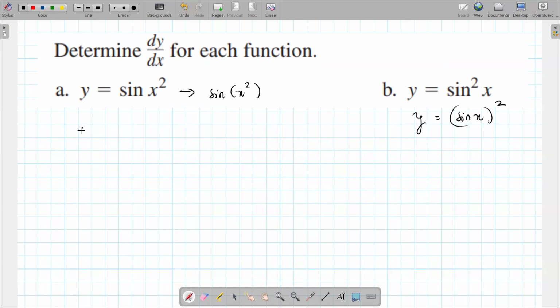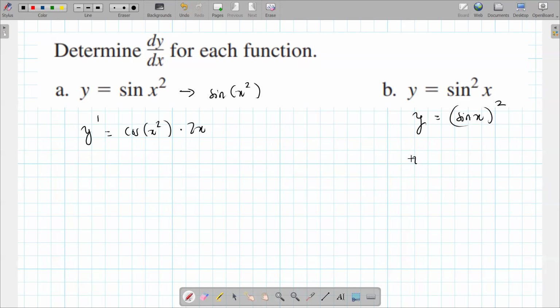Let's try it. What's y prime for sine of, in a bracket, x squared? The angle here is x squared, whereas in the other one, the angle's x. It's cosine of x squared, times 2x. Times 2x, perfect.